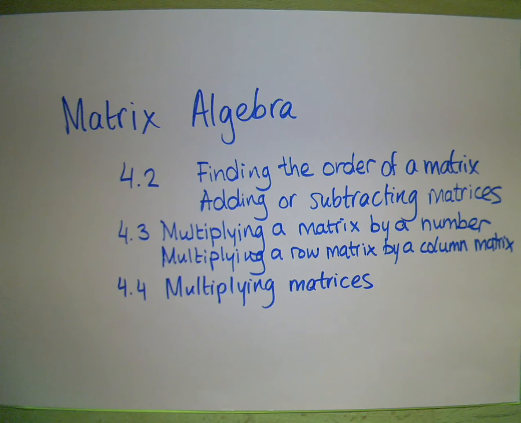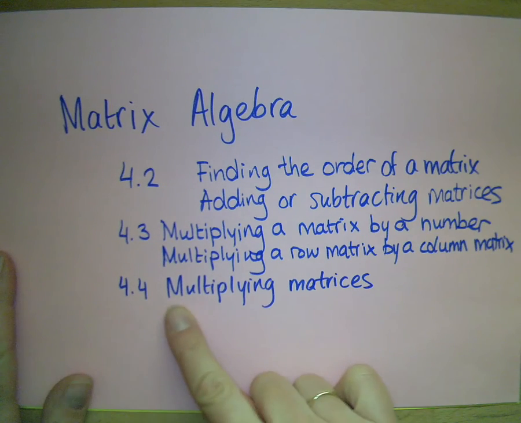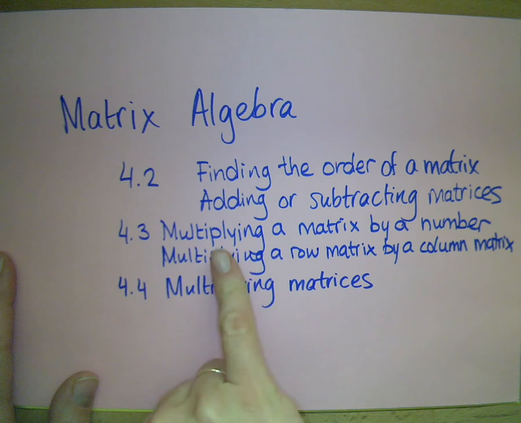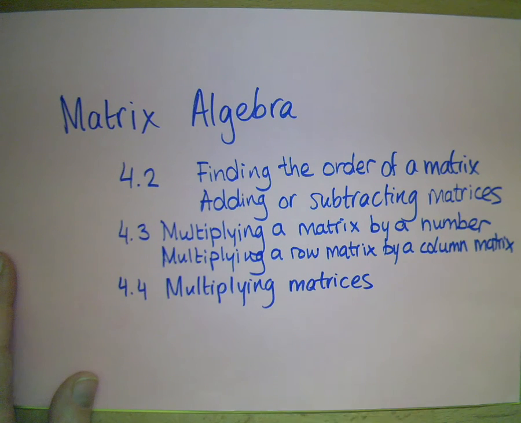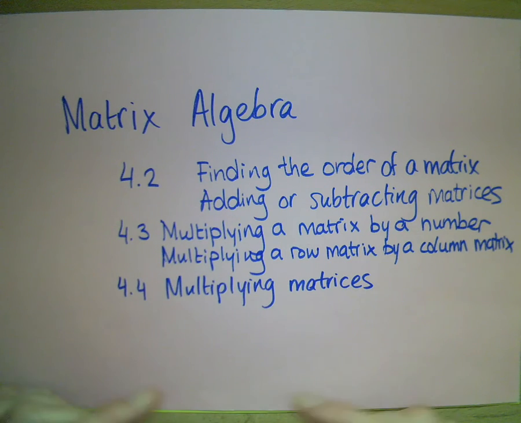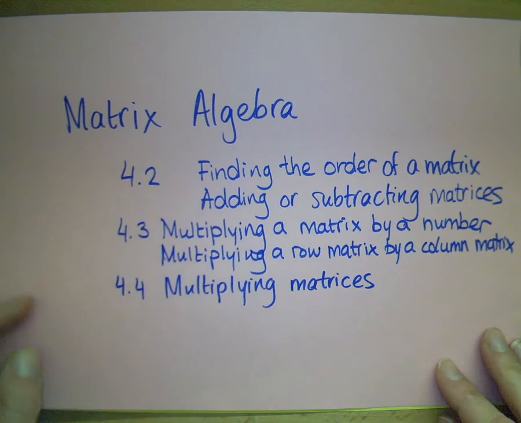We are adding more onto our knowledge of matrix algebra. We are going to learn how to multiply entire matrices. So the last thing we did was multiplying a matrix by a number, like one matrix by a constant, or multiplying a row matrix by a column matrix. Now we're going to multiply entire matrices.